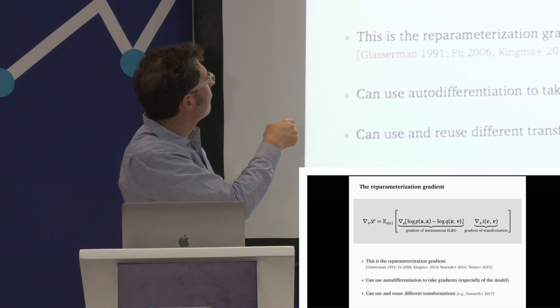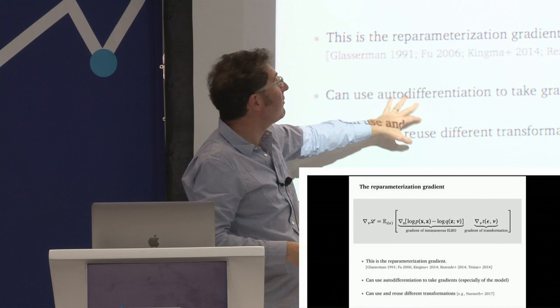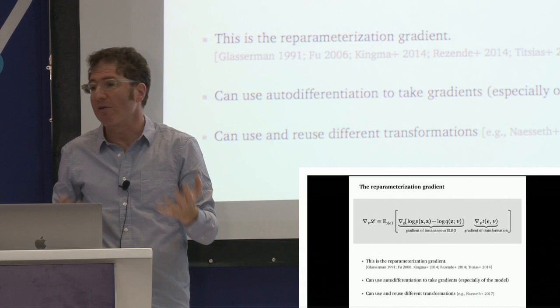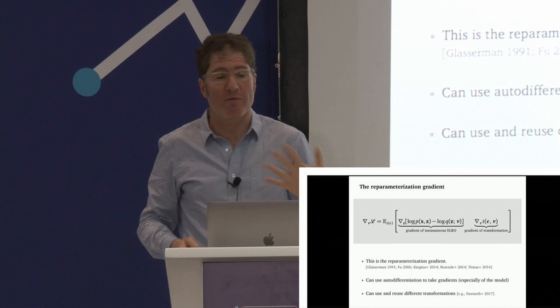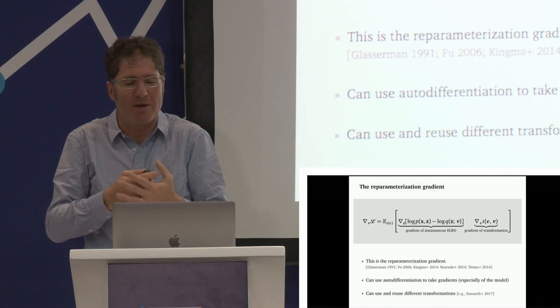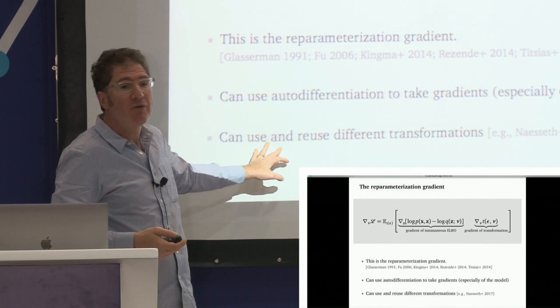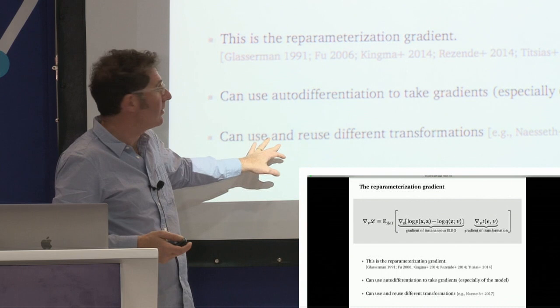And this plays nicely also with auto-differentiation. Auto-differentiation, especially with respect to the model, makes the reparameterization gradient quite attractive. Because what it means is that I could specify the model, log p of x comma z, and then rely on automatic differentiation to provide for me the gradient with respect to the hidden variables. I don't have to take gradients. I don't need to write an appendix that has the gradient of the log joint. Also, we can use and reuse different transformations. There are a lot of papers recently about different ways of transforming variables to get good Qs, and we can reuse those transformations because that's part of the variational family, not part of the model.